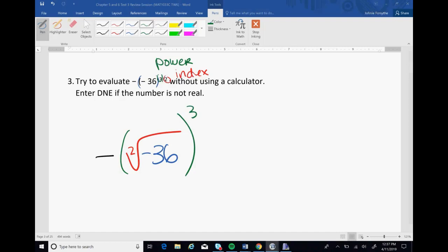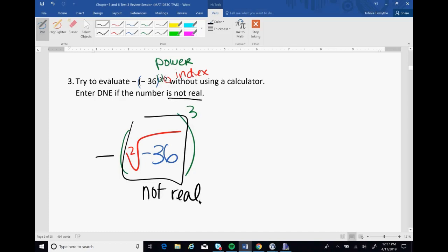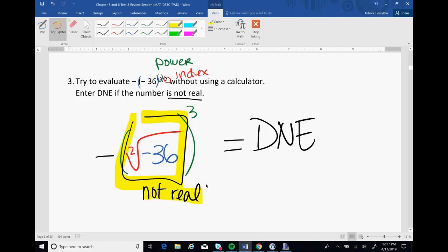Now, if we look, can we have the square root of a negative number? This is not real. Now, we do know how to deal with imaginary numbers, complex numbers, but it says to enter does not exist if the number is not real. So because of this situation, you cannot have the square root of a negative number. That's an even root. We can't have an even root of a negative number, so that means that the answer does not exist. Let's look at another example.